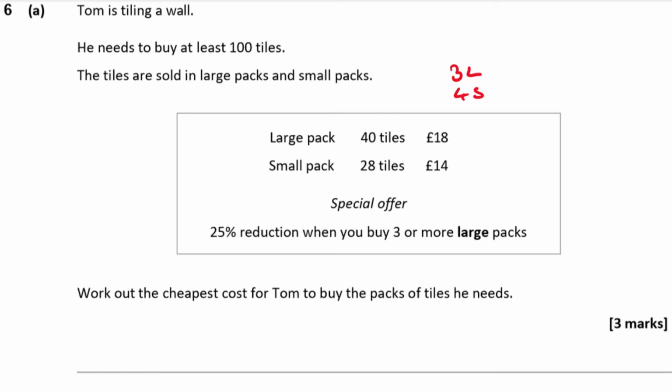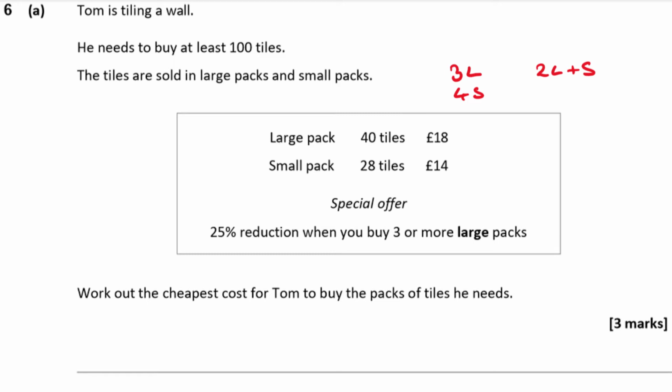112. Or there should be some combinations we can do as well. We could buy 2 large and a small, so 40, 40 is 80, and then the 28, that's going to give me 108 tiles. That should be enough as well. Are there any other combinations? So 3 large ones, 2 large ones and a small one.